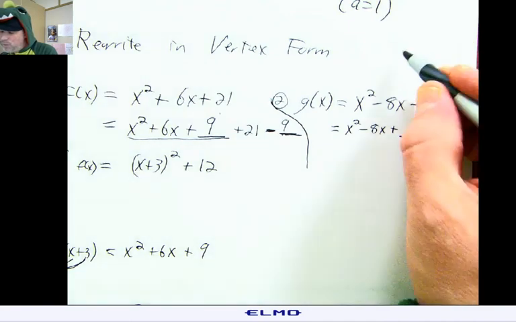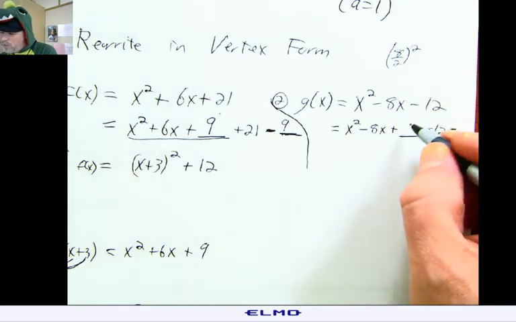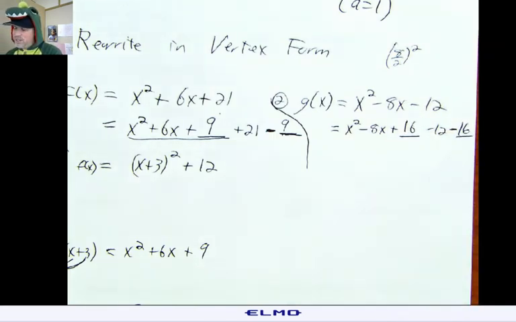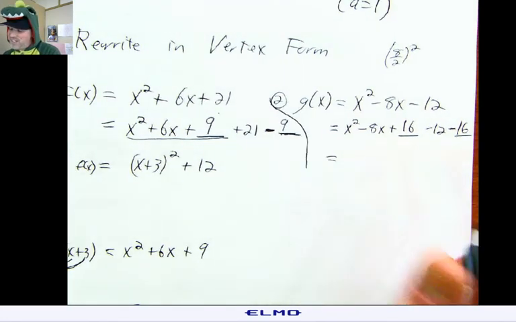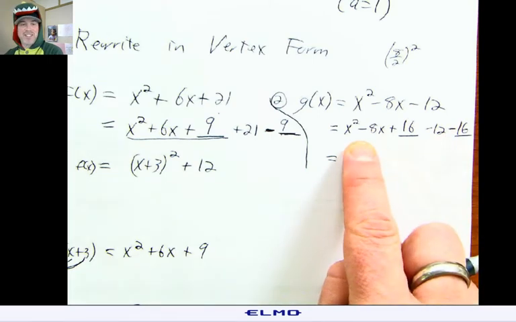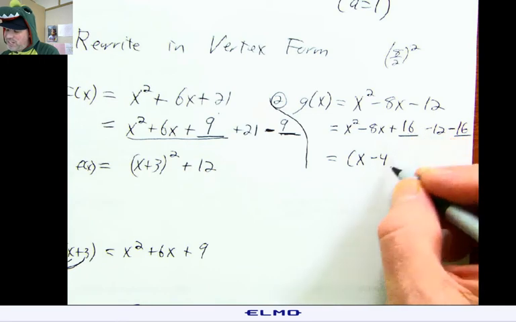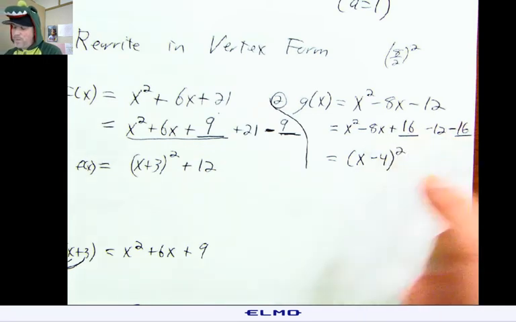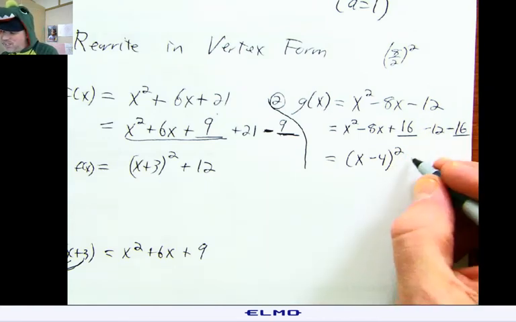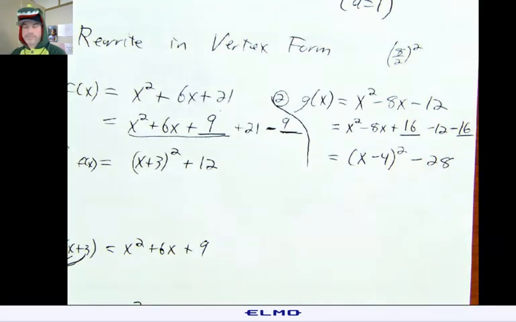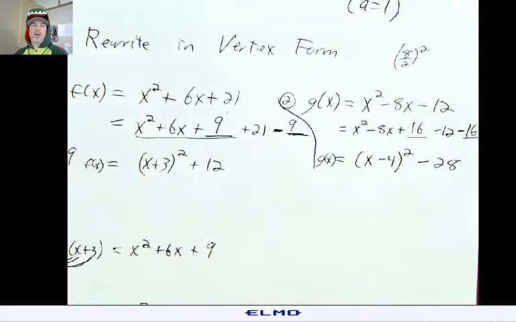8 divided by 2 is 4, and 4 squared is 16, which means that's the number in these blanks. I'm going to add 16, subtract 16. This x squared minus 8x plus 16 becomes x minus, because this is a minus, I have a minus in my answer. And then the square root of 16, or 8 divided by 2, works out to be 4. So x minus 4 quantity squared, and then negative 12 minus 16 gets me a negative 28. And don't forget to include your g of x in your answer. So I've rewritten the equation in vertex form.